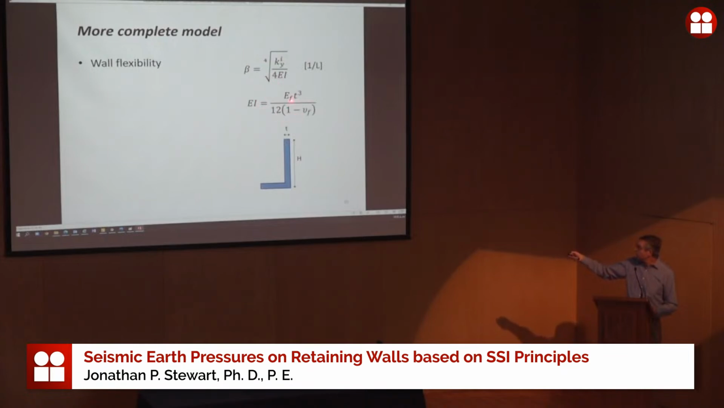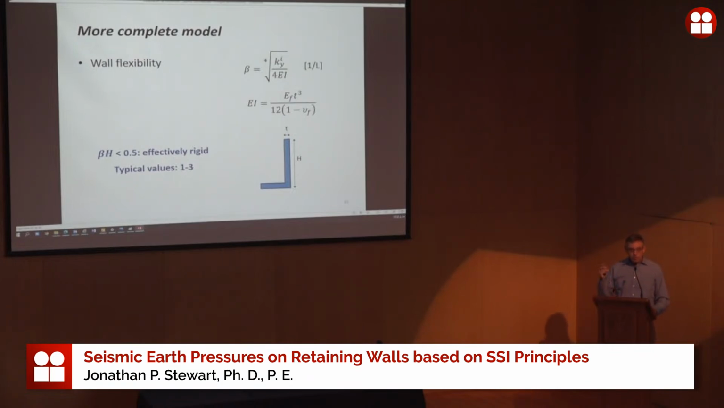Here's just an expression for it that depends on the thickness of the wall, the Young's modulus of the wall, and its Poisson's ratio. So the way that we make this dimensionless is we multiply beta times the wall height. So 1 over length times length becomes dimensionless. And it turns out that if this product is less than 0.5, effectively your wall is rigid. So if you use that in the solutions, you end up going back to the rigid solution.